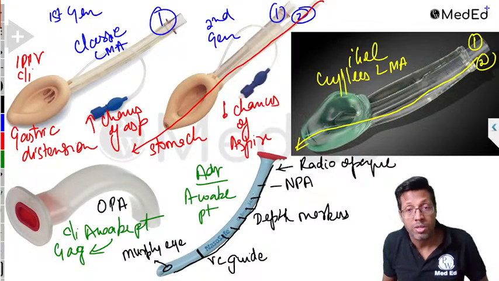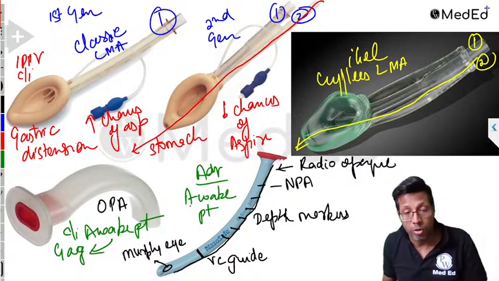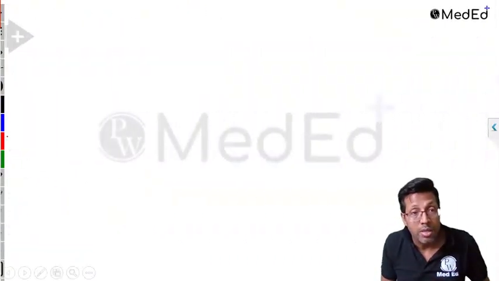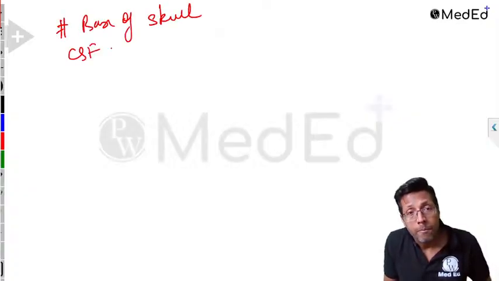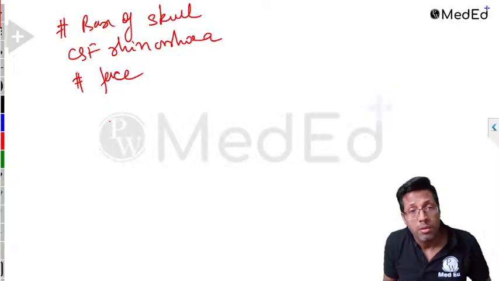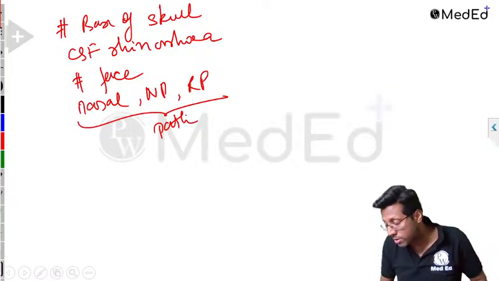It can be used for an awake patient. But the contraindications are, like, for the nasal endotracheal tube: fracture base of skull, CSF rhinorrhea, fracture of the face, and any nasal, nasopharyngeal or retropharyngeal pathology, adenoma, polyp, bleeding. All these are contraindications to a nasal tube.